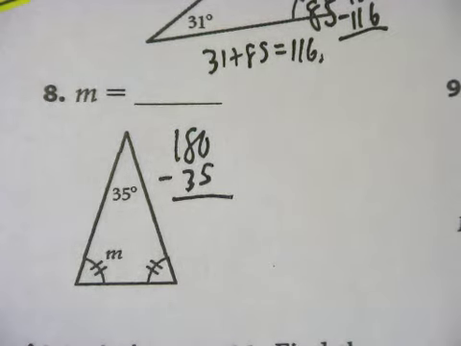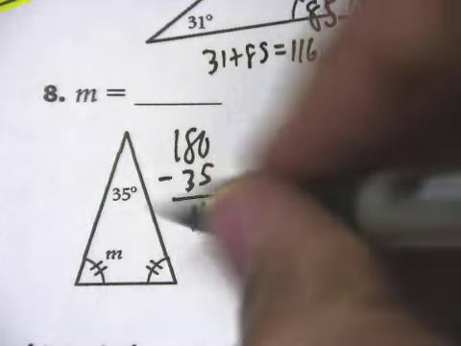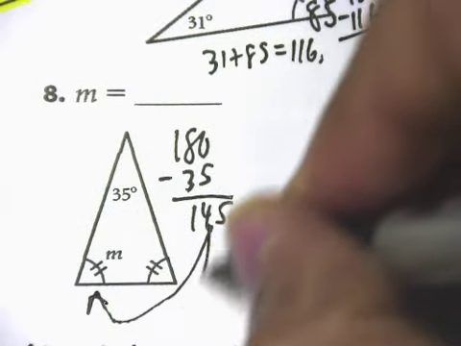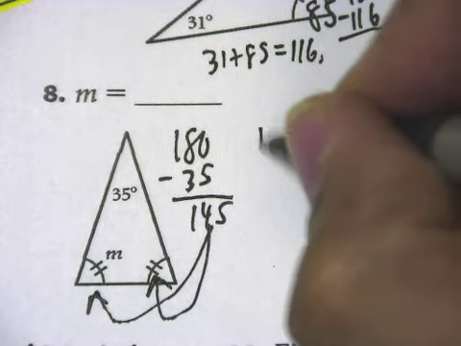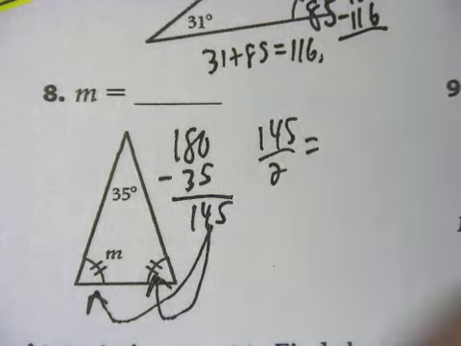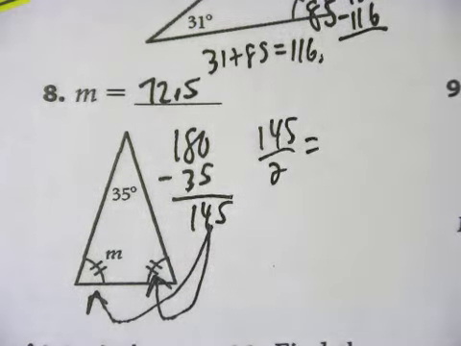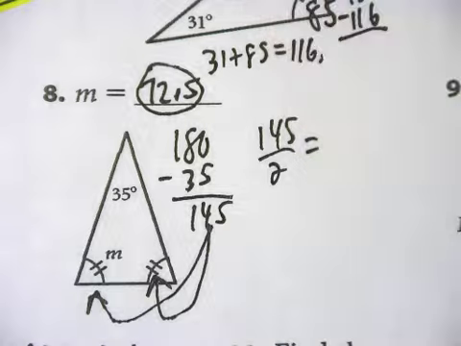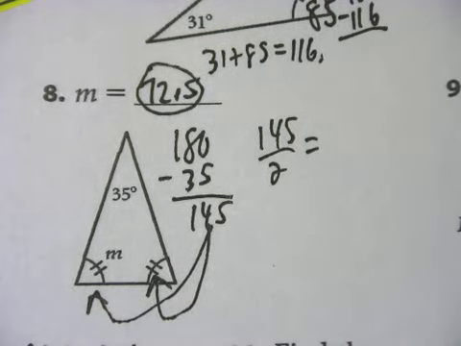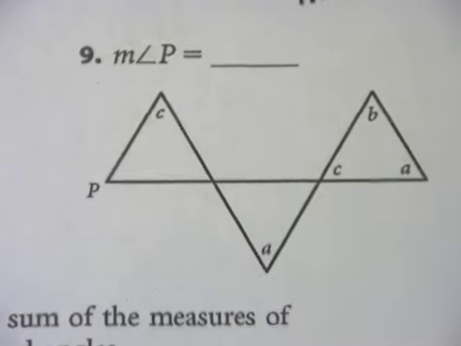Number 8, we can do it in reverse. I know again that a triangle has 180 degrees in it. I know that these two angles are congruent, so 180 minus 35 gives me 145 degrees. Then now I have to split between this angle here and that angle there. So that's 145 divided by 2, which is going to give me 72.5.